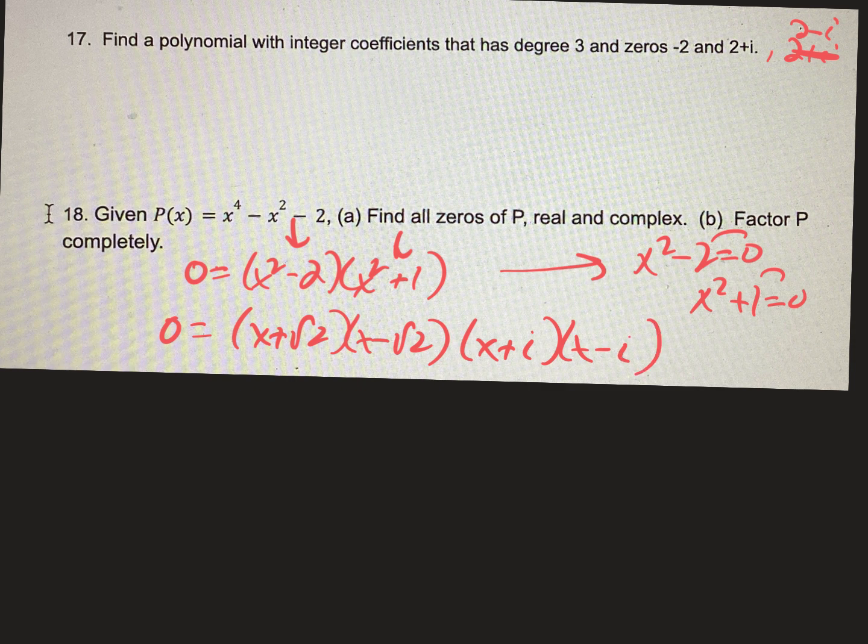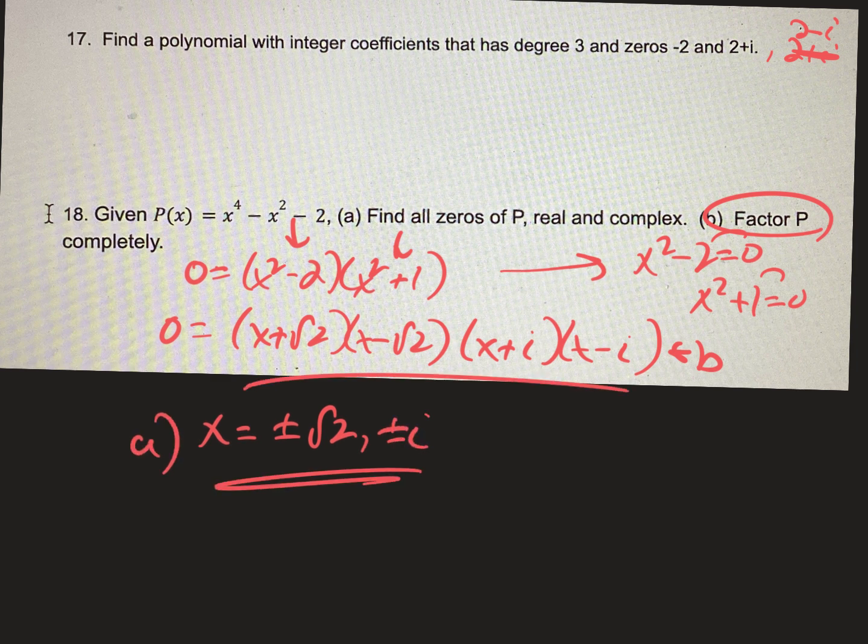And guys, if you do it that way, that's part B. That right there is the answer to part B. Factor completely, just did it. Part A said find the zeros. Well, the zeros are plus or minus square root of 2 and plus or minus i. So that's actually the answer to part A. All right, so if you do it that way, you have it all done at the beginning.